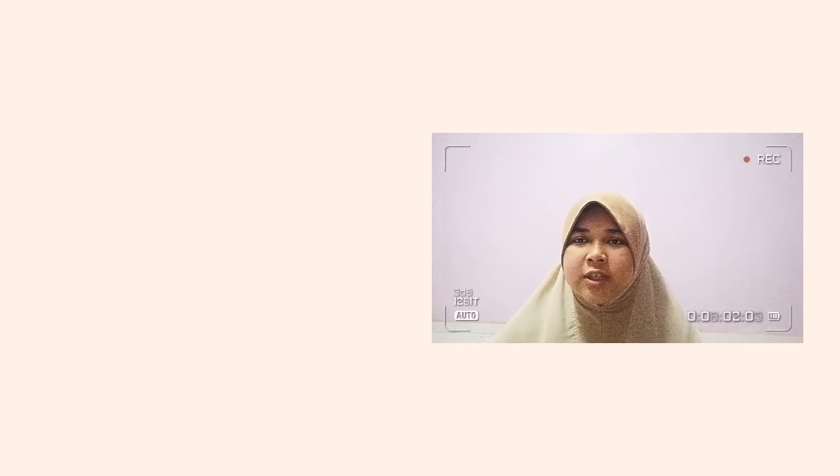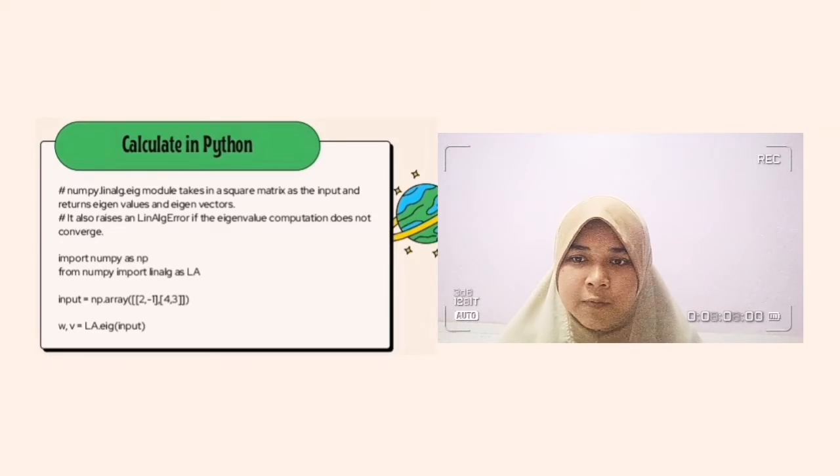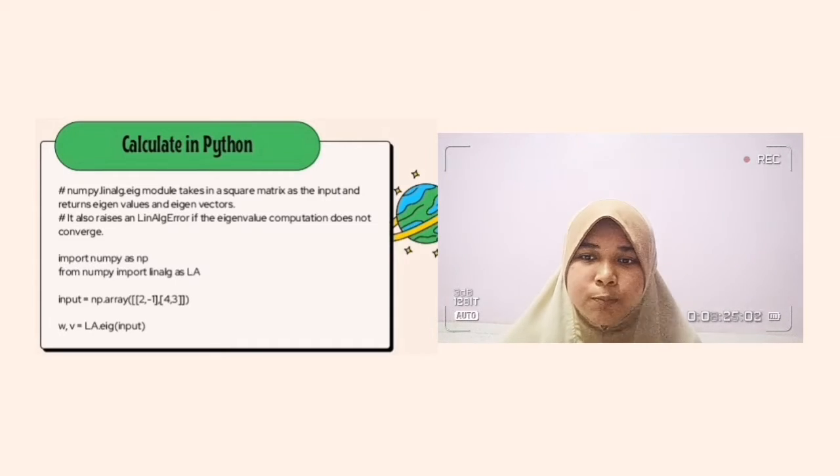We can do these eigenvalues and eigenvectors in Python also. How to calculate this in Python? First, we know that we must use numpy. First and foremost, import numpy as np. From numpy, import linalg as LA, linear algebra as LA. Then the input: we can use input equal to np.array. We can put the inputs there, and then we can get w, v equal to LA.eig, the linear algebra again, of the input.